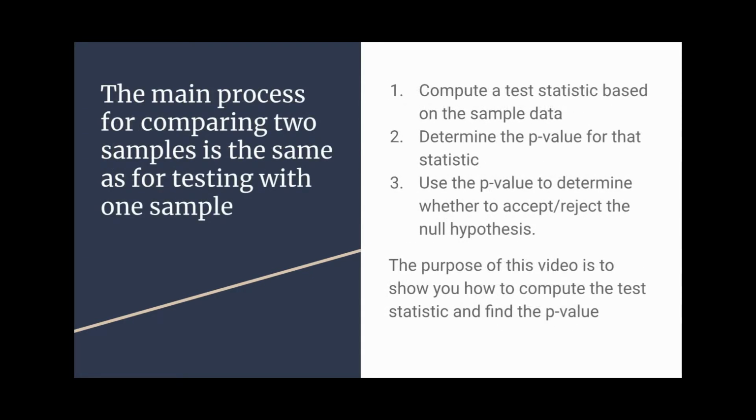The main process for comparing two samples and making a claim about two populations is the same as for testing with one sample, except that the calculations are different. So the process, though, is the same. We're still going to compute a test statistic based on the samples. We're still going to determine a p-value for that statistic, and then we're going to use the p-value in the same way that we did before to determine whether or not to accept or reject the null hypothesis.